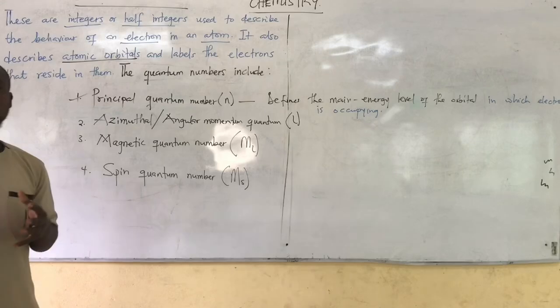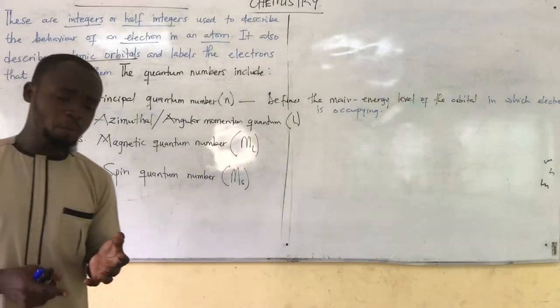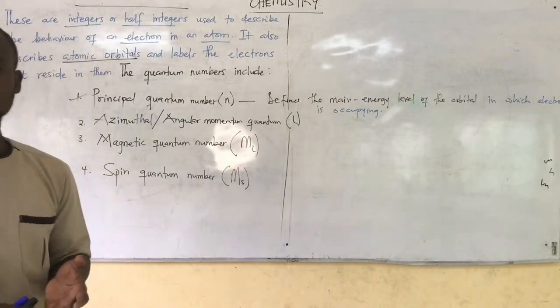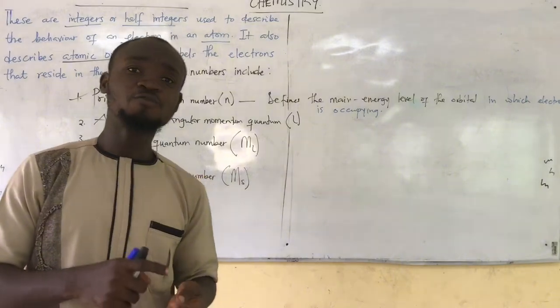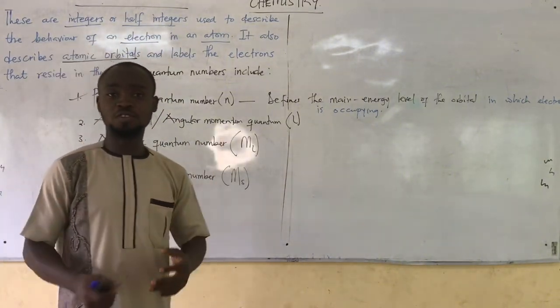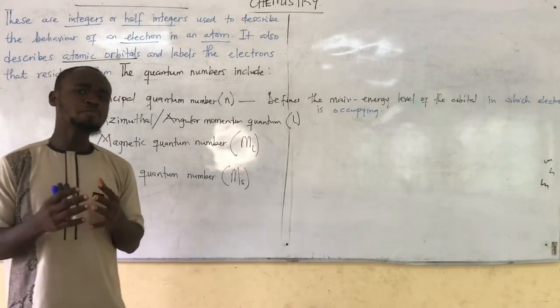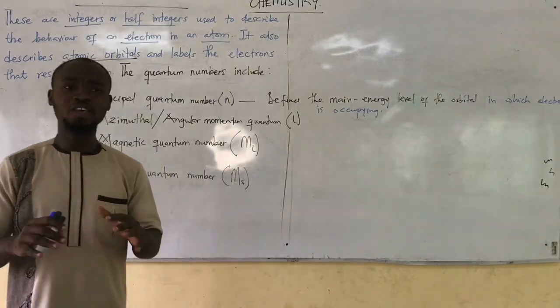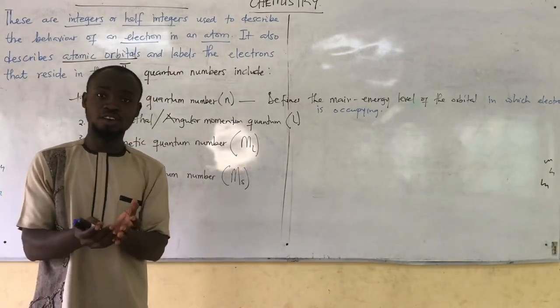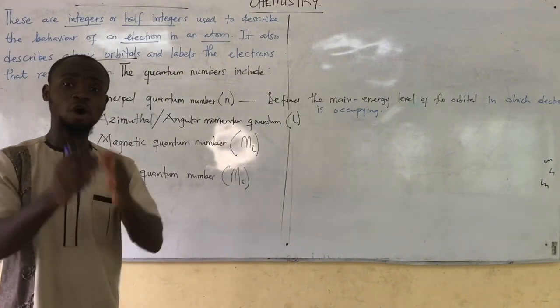The principal quantum number can have values ranging from positive 1, 2, 3, 4, 5, 6 and above. The principal quantum number in the simplest form represents the shells or the orbits.